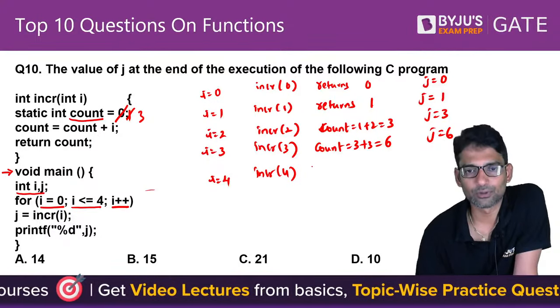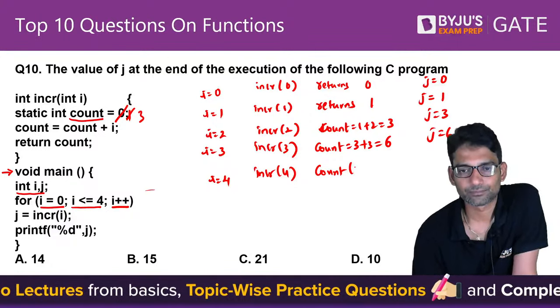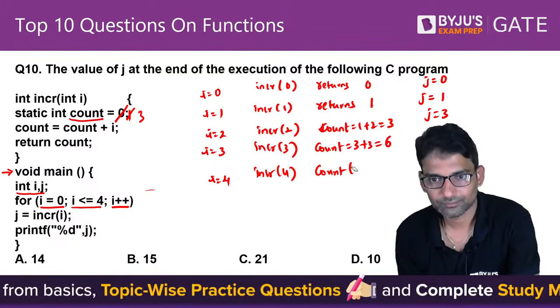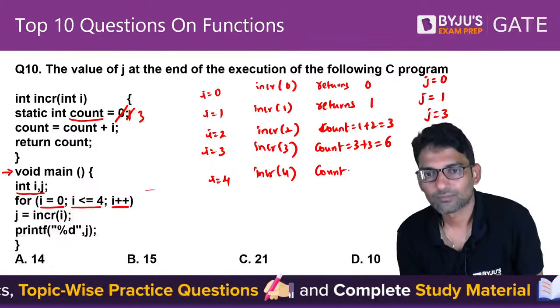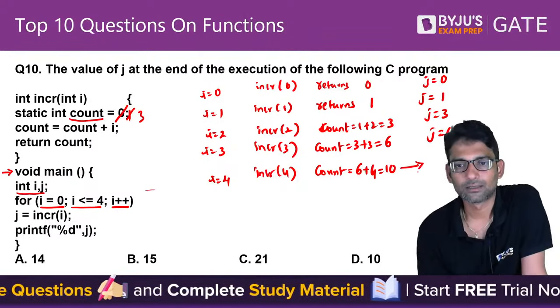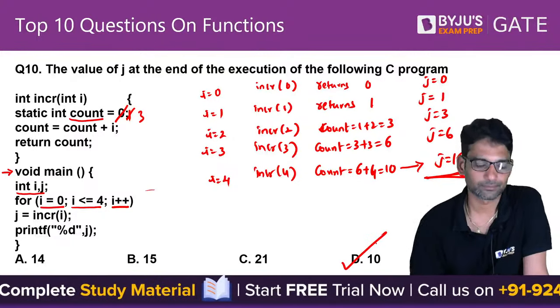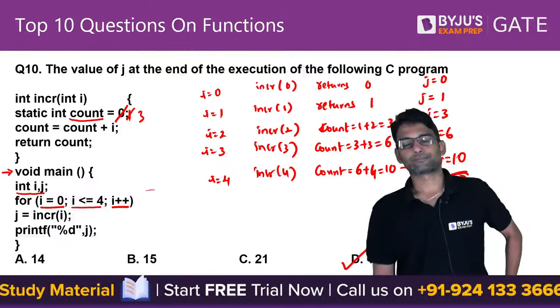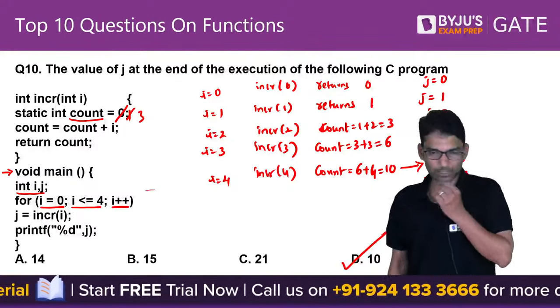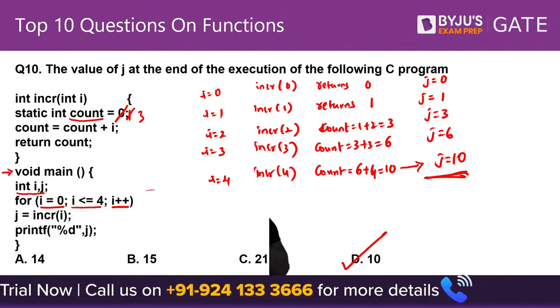Increment of 4 will make count 6 plus 4, 10. So finally j becomes 10. Got it? It is not 15, it is 10.